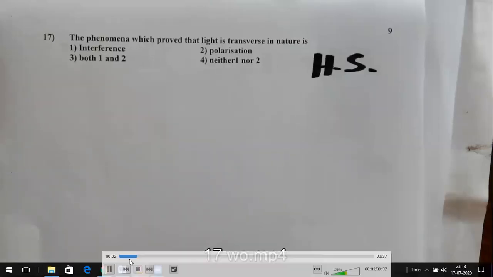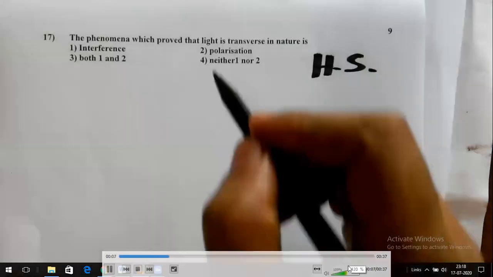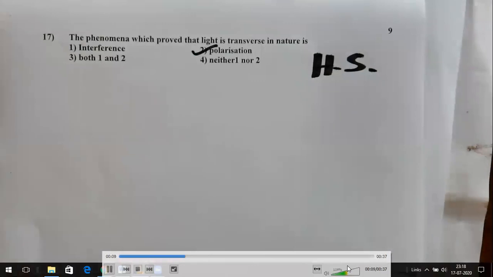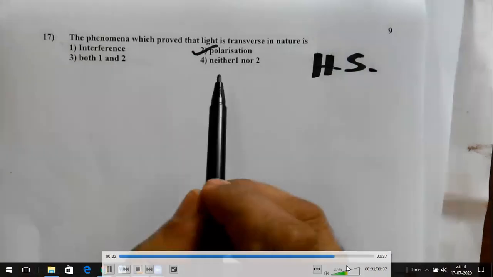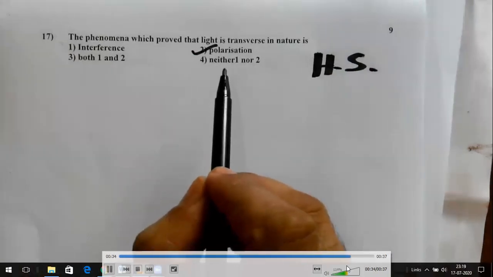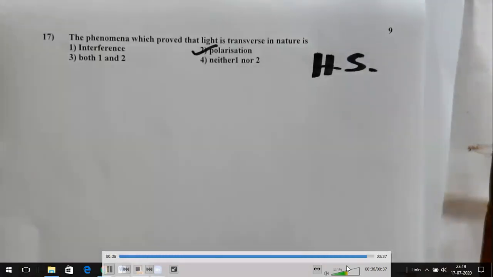The phenomenon which proved that light is transverse in nature is polarization, because only those waves which are transverse in nature can be polarized. So if a wave shows the polarization property, then it should be a transverse wave. Light shows polarization. That's why light is a transverse wave. Sound waves cannot be polarized. So sound wave is not a transverse wave, it's longitudinal. So the property which proves that light is transverse in nature is polarization.